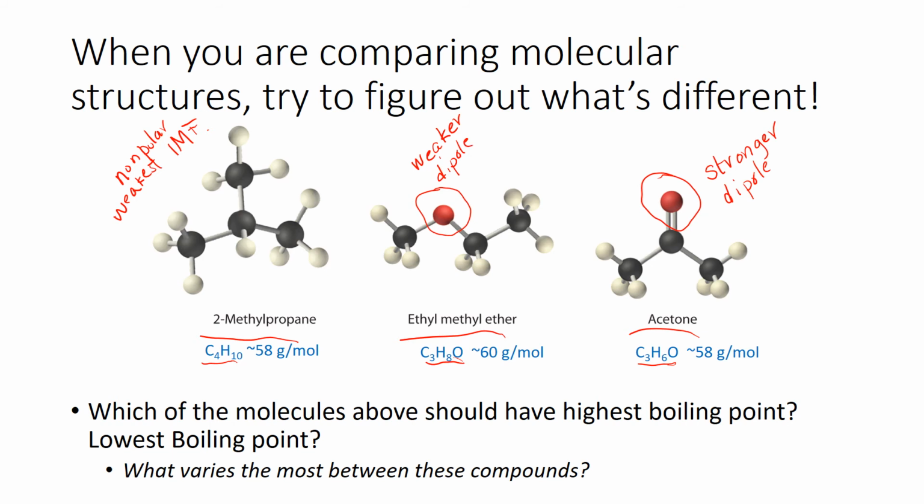What that suggests to me is that the stronger dipole is going to have the strongest intermolecular forces. And now, when I look at the actual boiling points, I can see that it matches that prediction of intermolecular force strength. The highest boiling point is associated with acetone, my strongest intermolecular force. The lowest boiling point is associated with 2-methylpropane, my weakest intermolecular force.